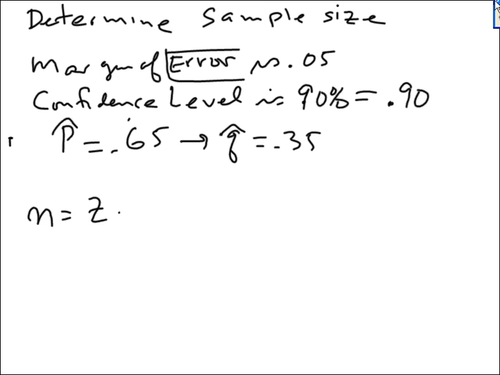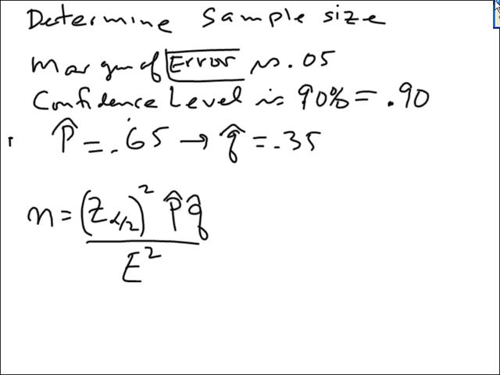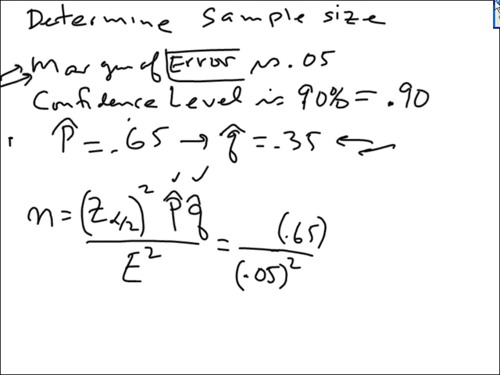N is Z sub alpha over 2, all squared like before, but now instead of multiplying by 0.25, we multiply by p hat times q hat. And we still divide by E squared. Well, E, they told us in the second line, the margin of error is 0.05. And we know p hat and q hat, they're in the fourth line: 0.65 times 0.35. The only thing we don't know yet is Z sub alpha over 2.